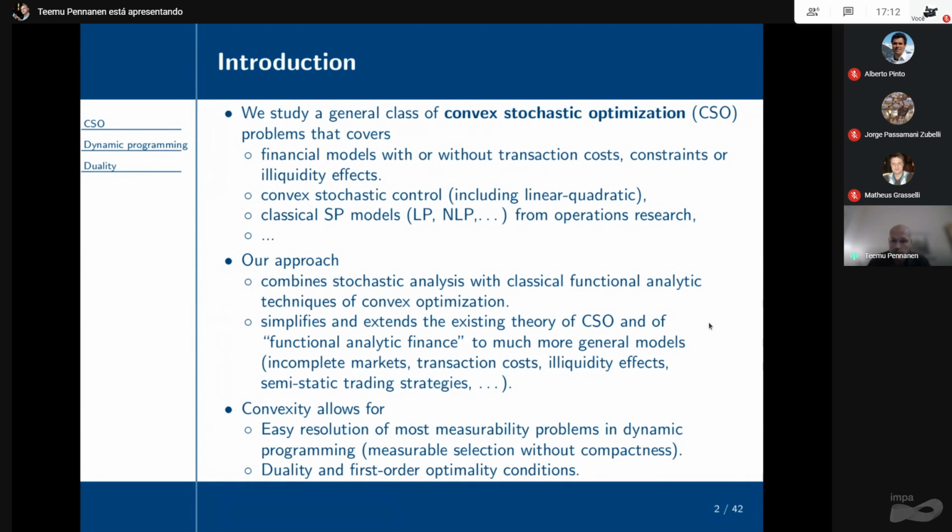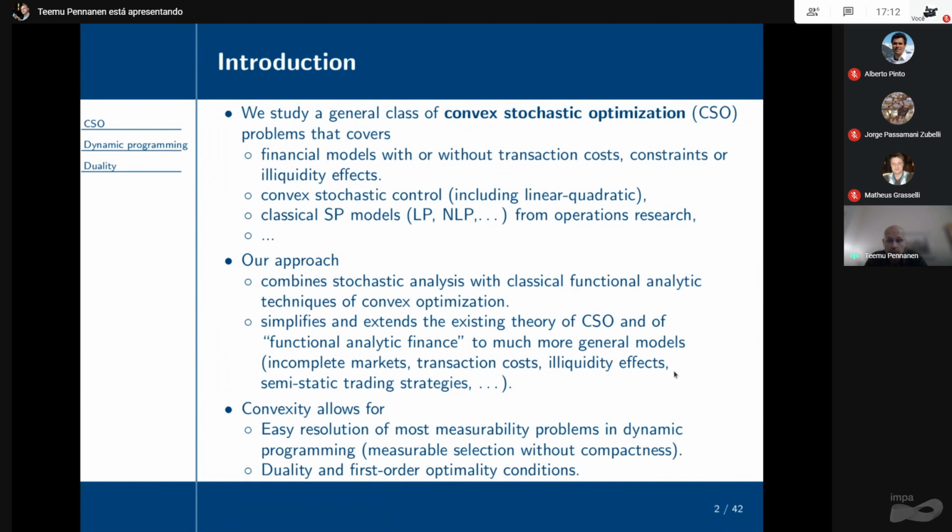What we also aim to do is, by this abstraction, throw away many of the unnecessary details that may obstruct the presentation of the theory. So one can see this as a simplification of those classical theories. So we simplify, unify, and extend existing theories. For example, in financial maths, like I mentioned already, we can include those market imperfections, also different kinds of trading strategies like these semi-static trading strategies that are important, for example, in martingale optimal transport, including those entropic versions of them.